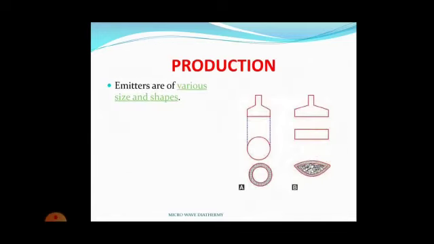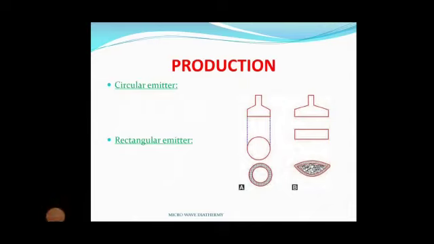Now these emitters are of various sizes and shapes. Different companies produce different sizes and different shapes. Clear? But as you can see in the diagram, there are two main or basic types: circular and rectangular. Figure A is the circular type of emitter, and figure B is the rectangular type of emitter.